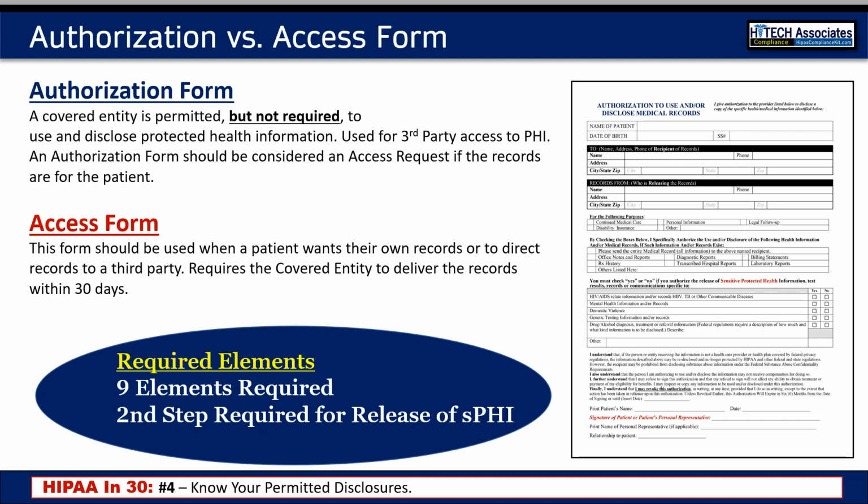Remember, on authorizations, if you have SPHI on there, you want to make sure that the patient takes a second step to release those. Such as if there is domestic violence information, the patient would need to, on the form, click yes, that information is a part of this authorization.